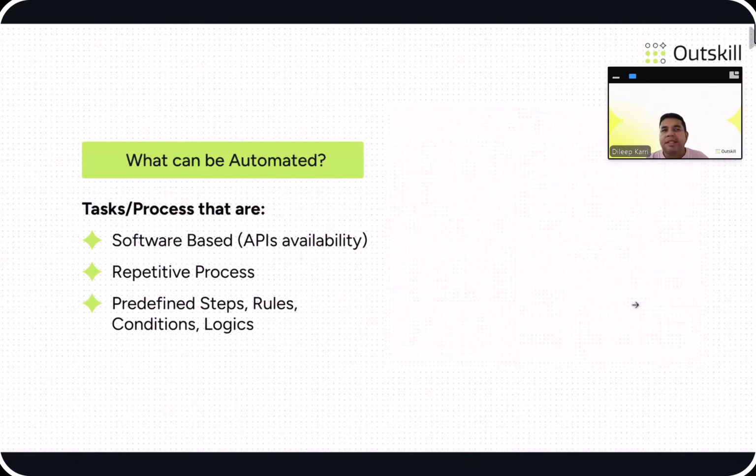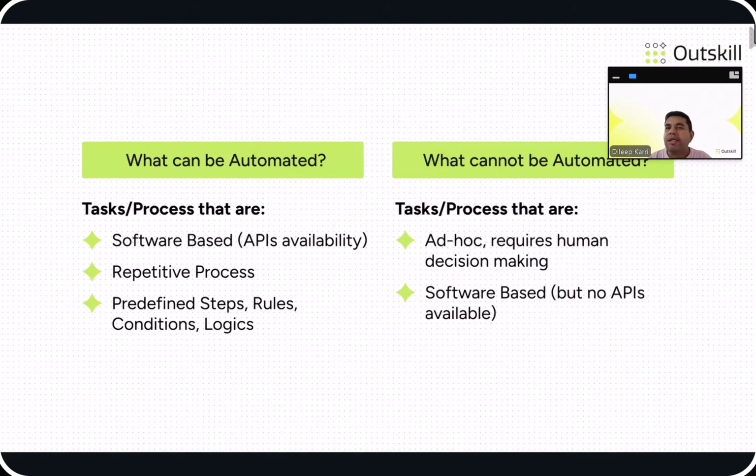Okay. So what are the things that can be automated? Things that are software based, which have a repetitive process and predefined steps, rules, conditions, and logic. Those can be automated very well. And what cannot be automated are things that require ad hoc human decision making, or are software based and have no APIs available. So if something is software based and has an API, you can automate that very easily. But if some software is used but does not have APIs, you cannot automate it. And if you require human decision making, you cannot completely automate the task.